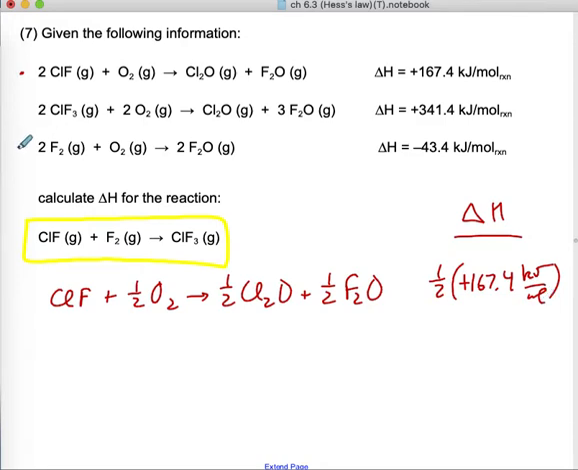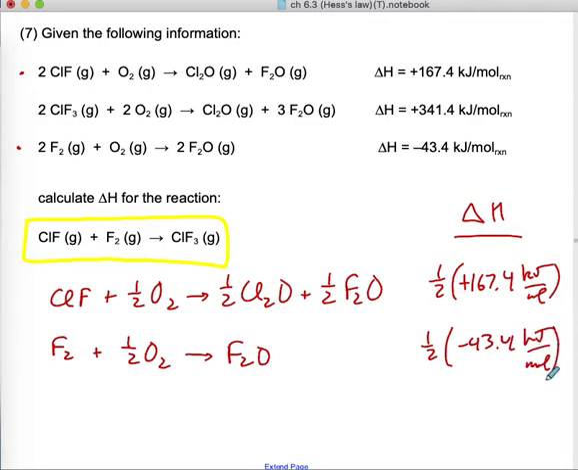F2 only occurs in the third equation, and it has a coefficient of 2, so I'm going to have to multiply everything by 1/2. So that gives me F2 plus 1/2 O2 forms F2O. Again, the enthalpy change for this now will be 1/2 of the enthalpy change for the third reaction, which is negative 43.4 kilojoules per mole.